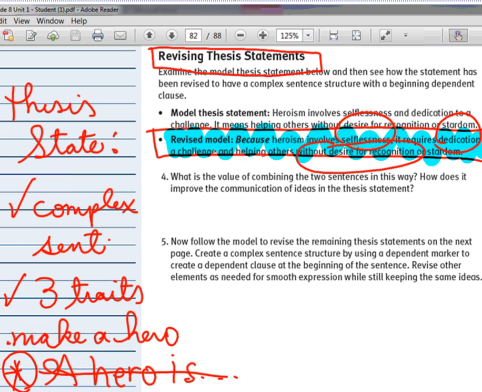Okay, what I want you to do now is take your index card back out and have it in front of you. We're going to write down our thesis statement.